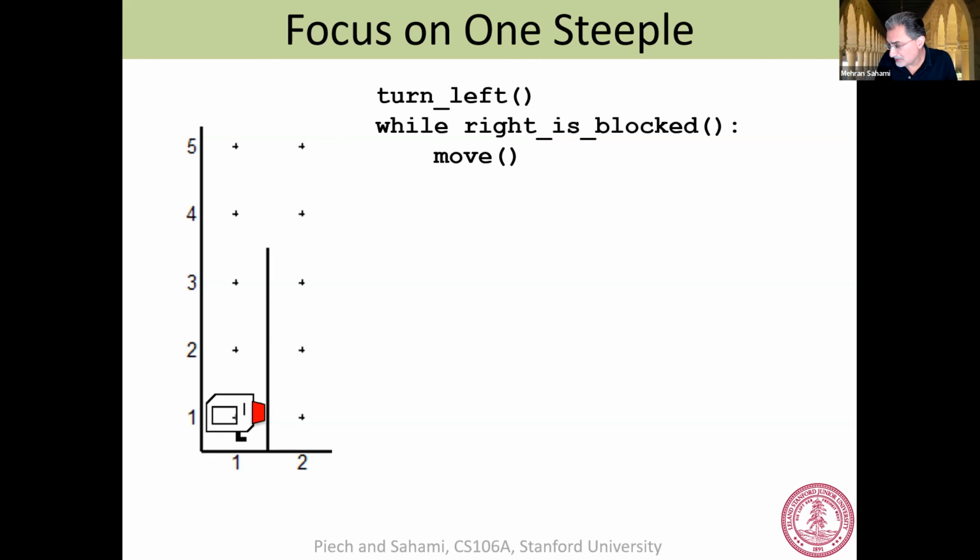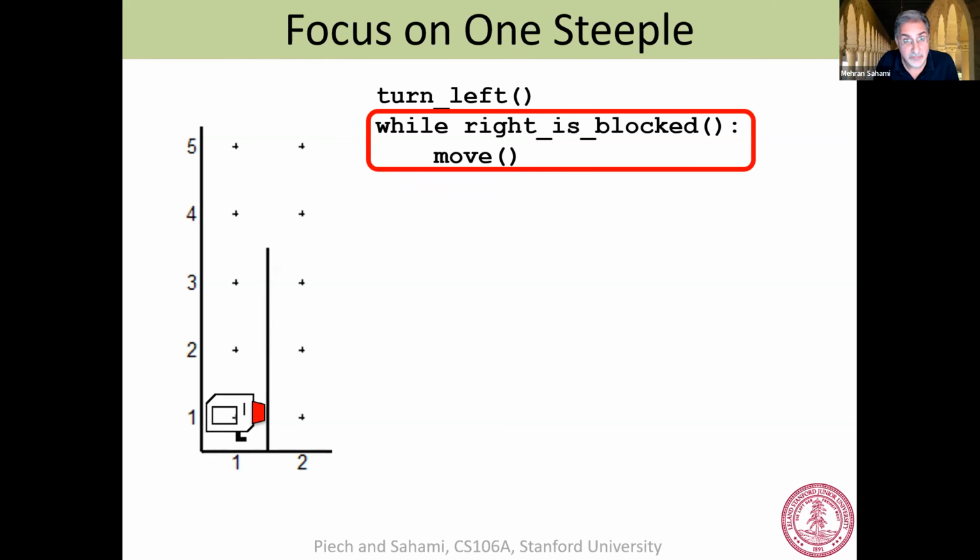So to execute that, what Carol does is it comes along and says, is my right blocked? Yeah, right now, if I put out my arm to the right, there's a wall there. So I execute the body of the loop, which in this case is just a move. So it moves forward. Then it's done the move, and now it checks the condition of the loop again. Is my right blocked? Yes, it is. So I execute the body of the loop, which is the move. Do it again. Is my right blocked? Yes. So I do another move.